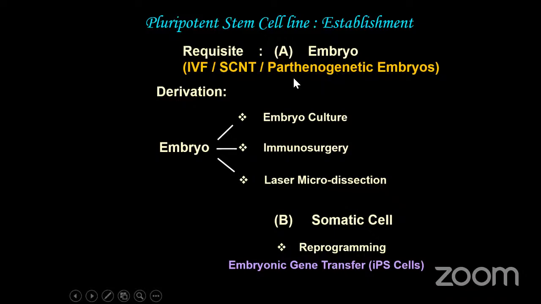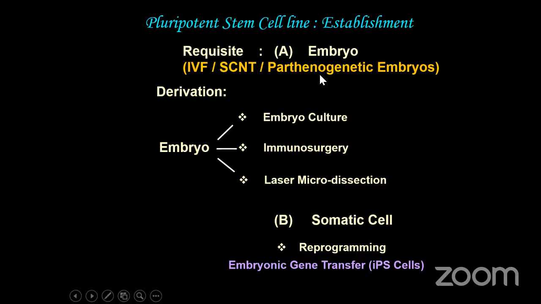Even in animal husbandry, parthenogenetic embryos can give this. In addition to that, one can get the pluripotent stem cells from somatic cells by using reprogramming, where one can think of using the embryonic specific genes which will make the somatic cell behave like embryonic stem cells. So I'll go one by one.